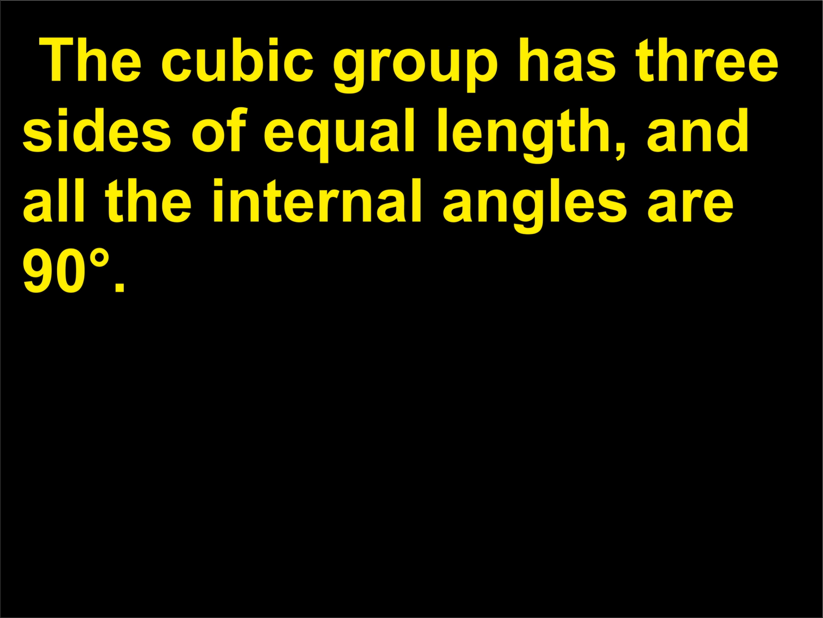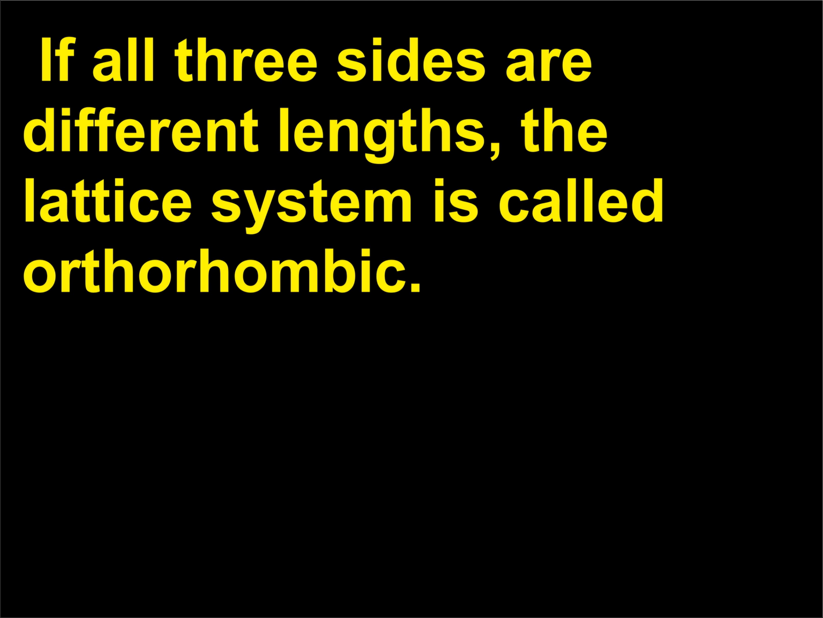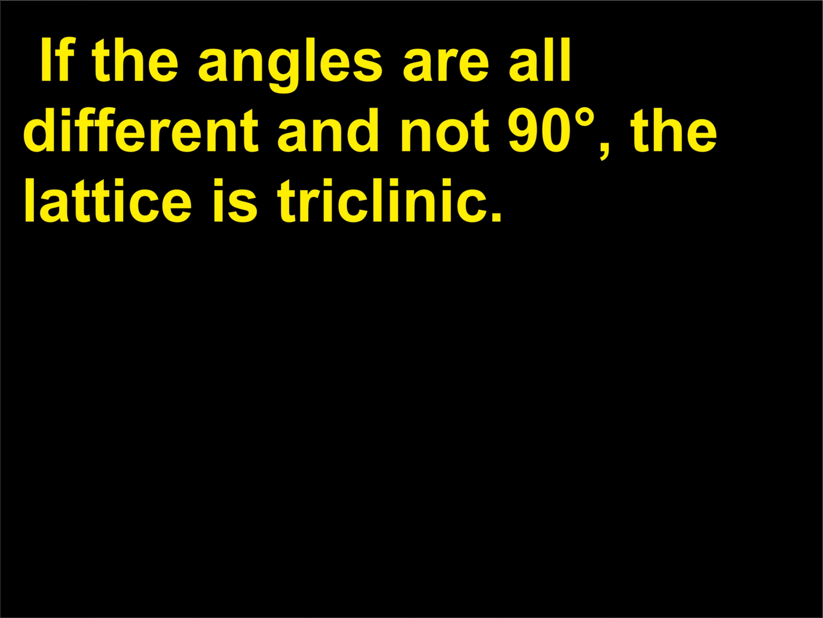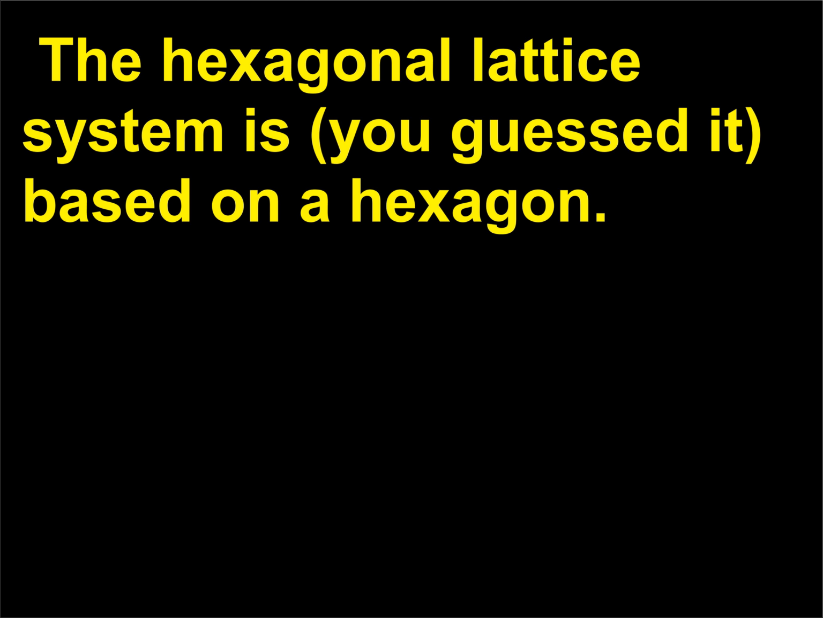The cubic group has three sides of equal length, and all the internal angles are 90 degrees. If one side is longer, we get a tetragonal lattice. If all three sides are different lengths, the lattice system is called orthorhombic. If one angle is not 90 degrees, it's monoclinic. If the angles are all equal but they're not 90 degrees, it's a rhombohedral lattice. If the angles are all different and not 90 degrees, the lattice is triclinic. Yes, you're right, that's only six. The seventh isn't based on a cube at all. The hexagonal lattice system is, you guessed it, based on a hexagon.